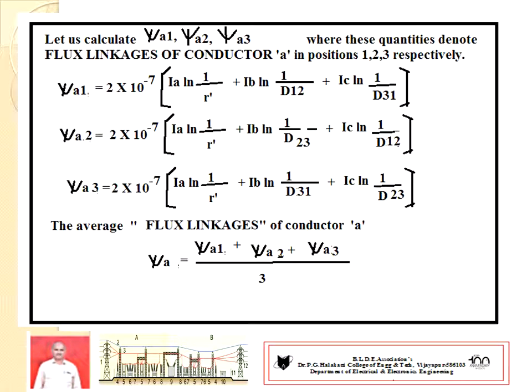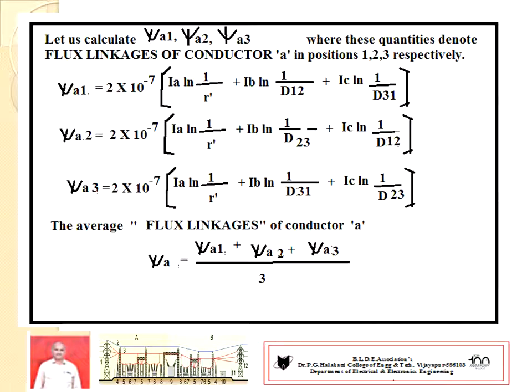Let us calculate flux linkage 1, flux linkage 2, flux linkage 3. That means the flux linkage of conductor A in first position, second position, third position, where these quantities denote the flux linkages of conductor A in positions 1, 2, 3 respectively. Psi A means flux linkage of conductor A. Psi A1 means when conductor A is at position one. Getting the idea? Therefore, Psi A1 is the flux linkage of conductor A at position one.